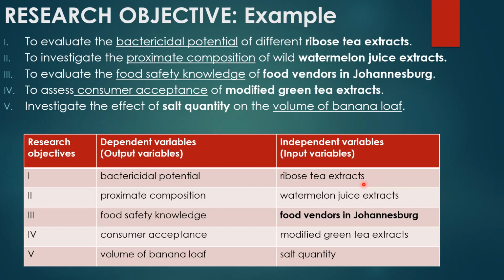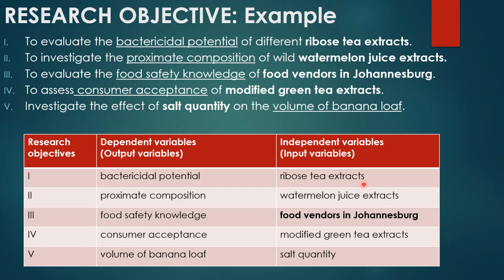Then number four, to assess consumer acceptance of modified green tea extracts. This one is also a survey. When you do a sensory evaluation or a consumer acceptance survey, it's a kind of sensory evaluation. So what am I investigating? What am I assessing? I'm assessing consumer acceptance.